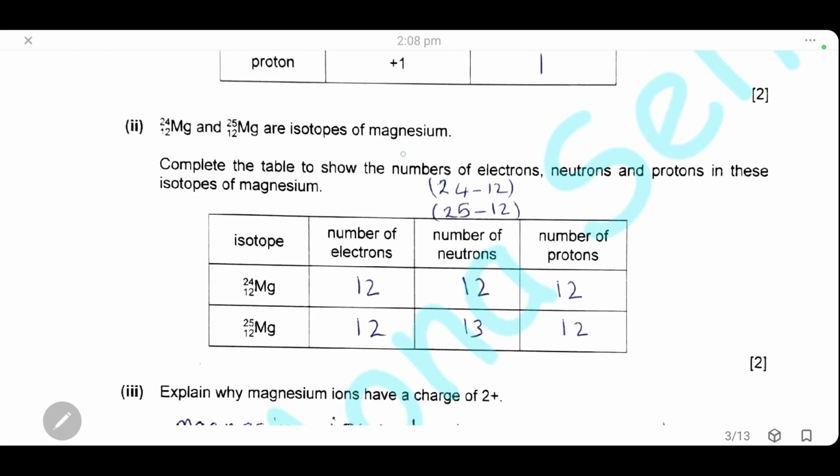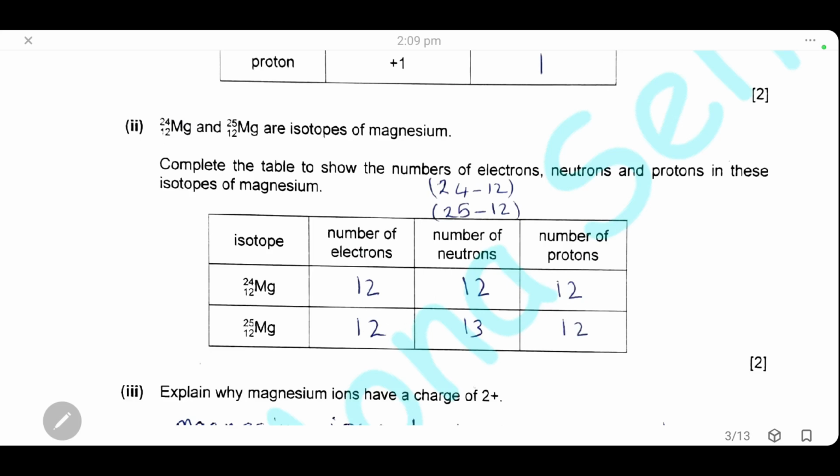Here we have two isotopes of magnesium, magnesium-25 and magnesium-24. Complete the table to show the number of electrons, neutrons, and protons in these two isotopes of magnesium. This number 12 is the proton number, so it is the number of protons in the atom of magnesium. So in both isotopes, the number of protons will be 12. And because it's an atom, the number of protons equals the number of electrons. We will have 12 electrons and 12 protons.